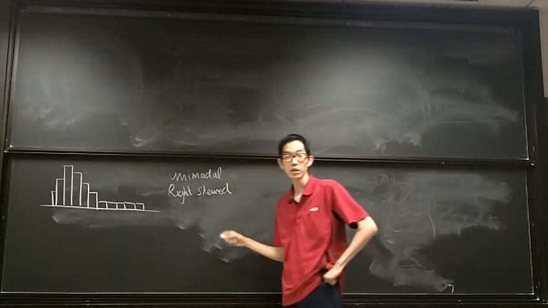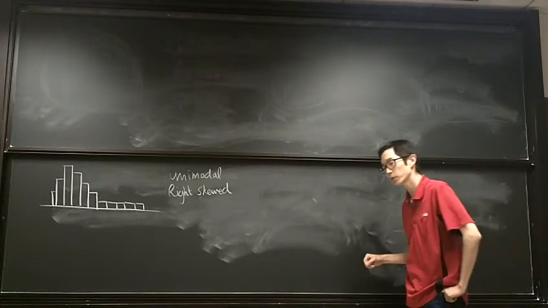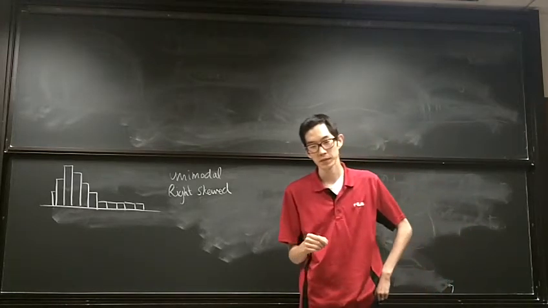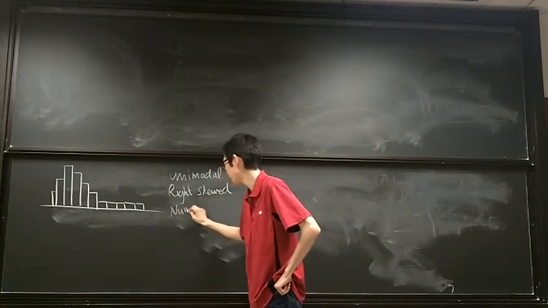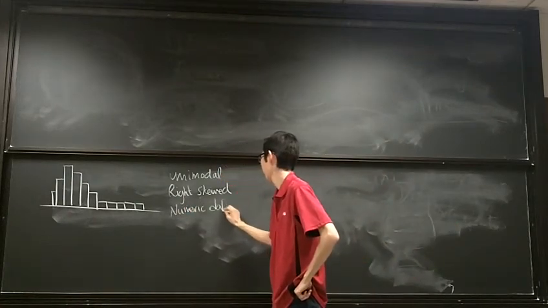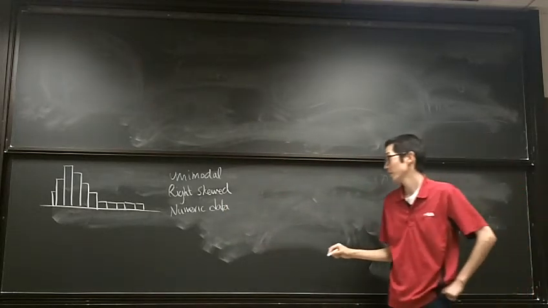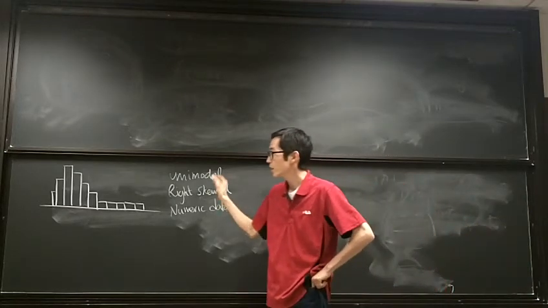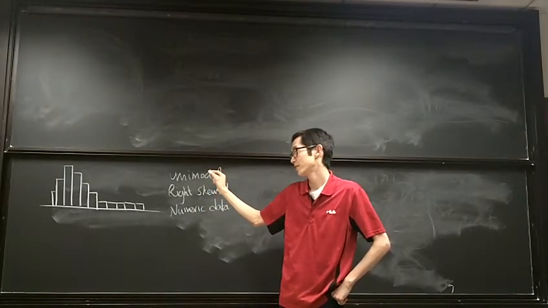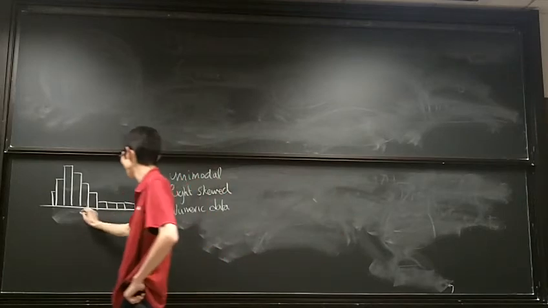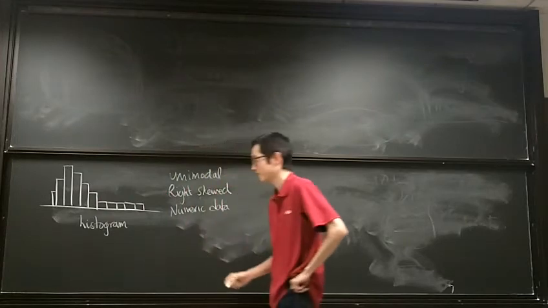Again, don't shout out the answer. Would this apply to numeric data, categorical data, or both types of data? And the answer is numeric data. Numeric data only. And once again, this type of graph is called a histogram. Just think of these answers in your own mind. So this is a histogram.